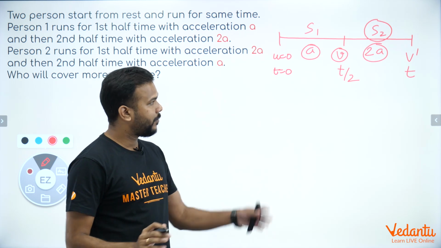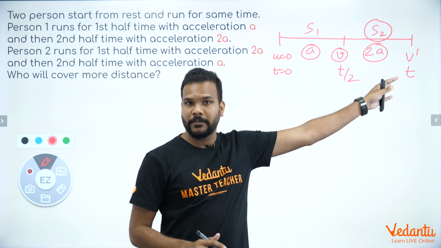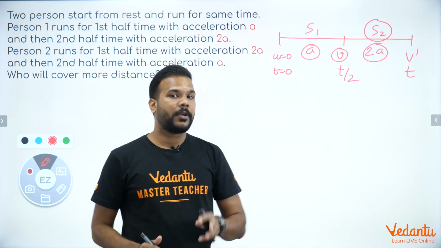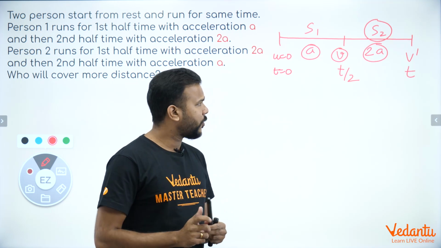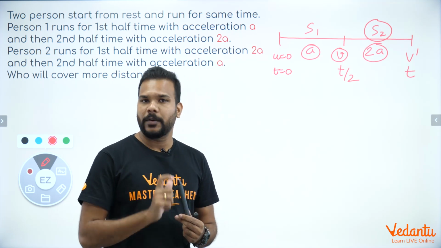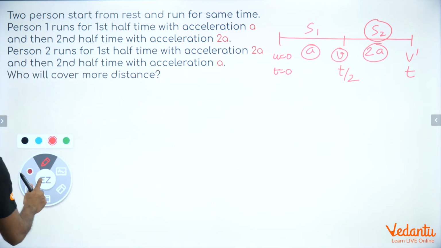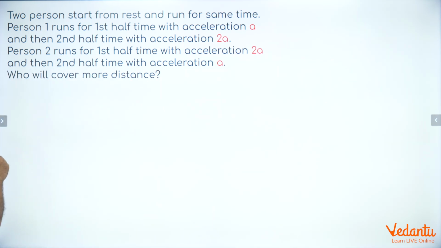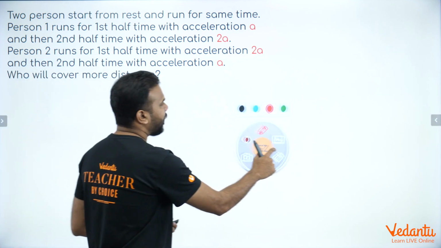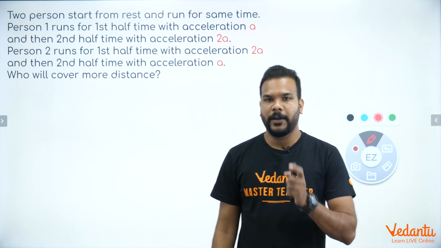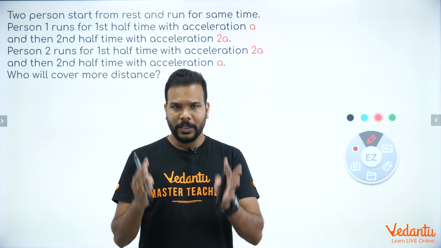Got the method, right? Same thing will be done for the other guy by keeping this acceleration as 2a, that acceleration as a. Two times you'll have to apply s is equal to ut plus half at square, and you will also need to use the equation v equal to u plus at. Okay, so now let me tell you how you can skip this. What I'm going to show you now is basically the graph between velocity and time for both the people on the same graph.